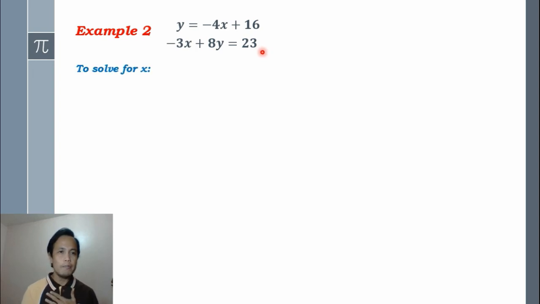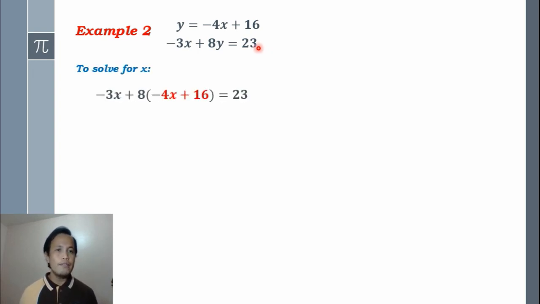So to solve for x, we have the second equation, which is negative 3x plus 8y equals 23. We will substitute our y, whose initial value is negative 4x plus 16. So we have negative 3x, we copy the negative 3x, plus we copy the 8, then instead of writing the y here, we substitute the initial value of y in terms of x, which is negative 4x plus 16. So what we did for this equation is we simply substituted the initial value of y in the first equation for y in the second equation.